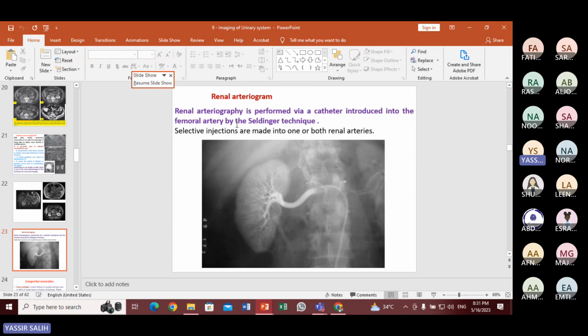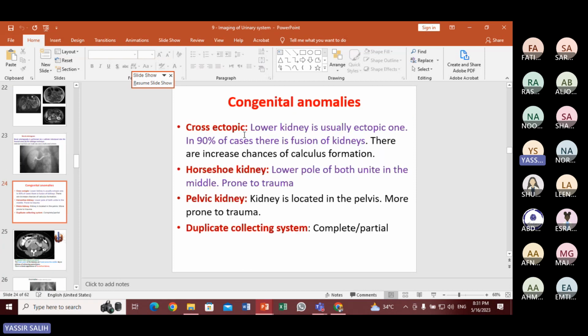So احنا we mean with Seldinger technique which vessels the catheter is introduced in. يعني ما قصدنا احنا selection للرينال artery، the catheter is introduced first يعني into the femoral artery. بعد ذلك بنعمل selection للرينال artery.